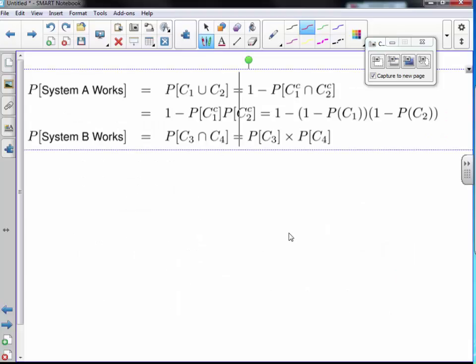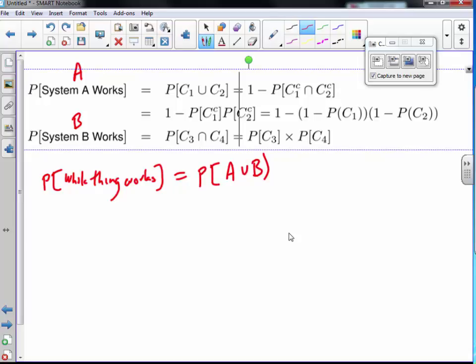Okay, so what we've got is, we need the probability the whole thing works. So this is really technical language. Let me call this event A if system A works. We'll call that B if system B works. So the whole thing will work if either system A or system B works.